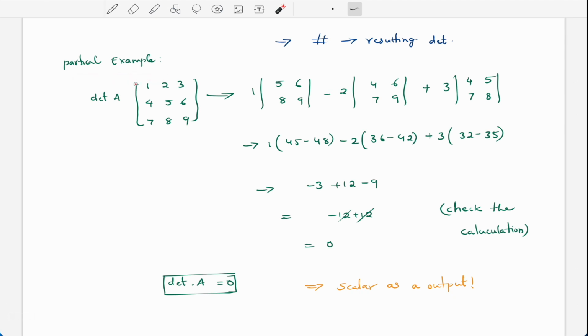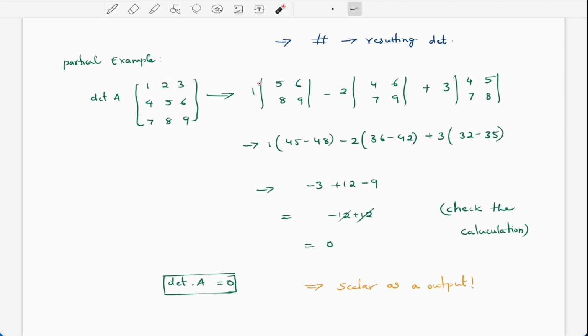We take the determinant of A, where the matrix is 1 2 3, 4 5 6, and 7 8 9. First we start from the 1, close its row and column, and write 5 6 7 8. I hope you're getting it. After completing 1, we come to the 2, close its row and column, and write 4 6 7 9. After that we come to the 3, close its row and column, and write the remaining part over here.